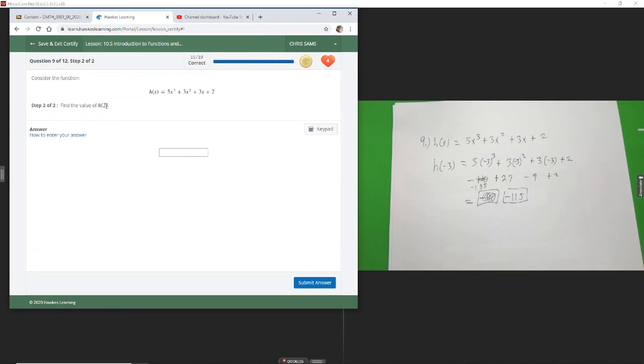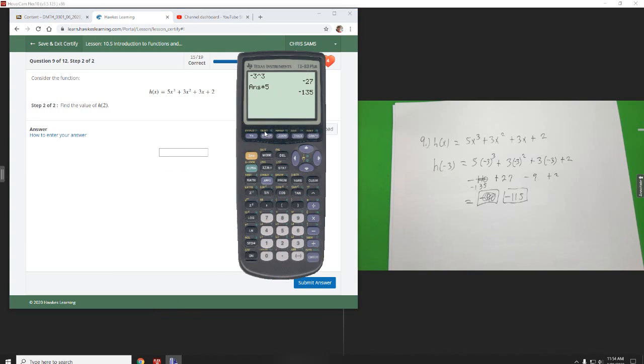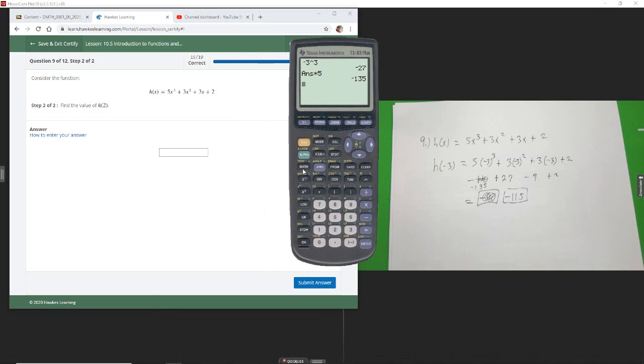All right, now part 2, we're going to do the same thing by plugging in a 2. Now the nice thing about typing it in the calculator is that the equation is still there. So all I have to do is go back to second and graph to see that table. And now all I have to do is look at h of 2. So if I come down here, h of 2, we get 60.